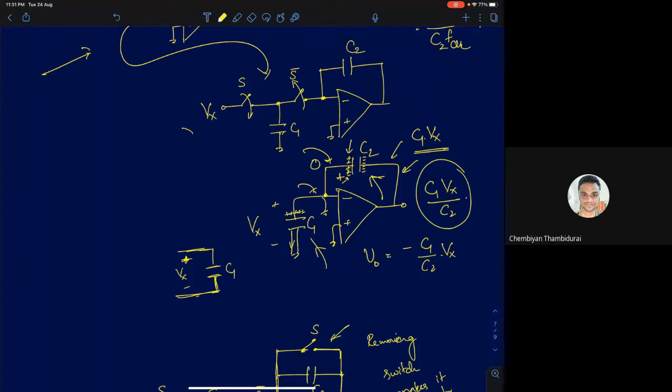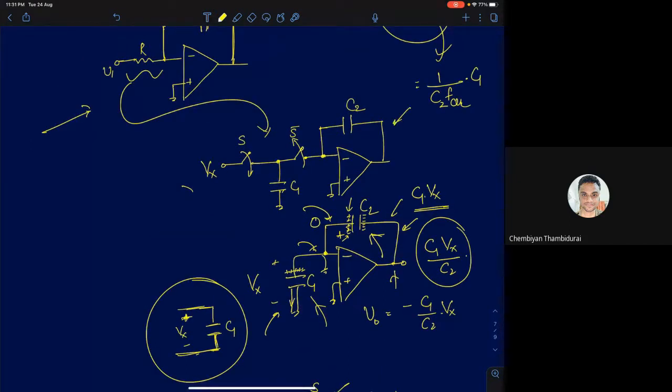Now, what will happen in the next cycle? In the next cycle, this capacitor C1 is now discharged and has 0 charge. Again, you will charge it to Vx. And what will be the voltage across C2 in the next cycle? Remember, this capacitor C2 is not discharged now. Previously, it was getting discharged in the previous circuit. Now you will again add the same charge. So it will be minus of 2 times C1 by C2 into Vx. So at the end of I cycles, it's going to be minus of I into C1 by C2 into Vx. So we have an integrator.